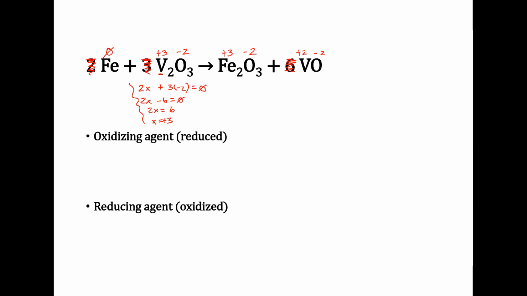So let's go ahead and figure out where our electrons have been moving around. So we have iron, we have oxygen, and we have vanadium. So iron started out with an oxidation number of 0, and it went on to have an oxidation number of +3. So iron was becoming more positive. So it was losing electrons. So it was being oxidized.